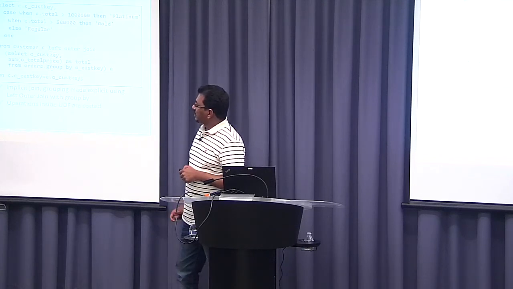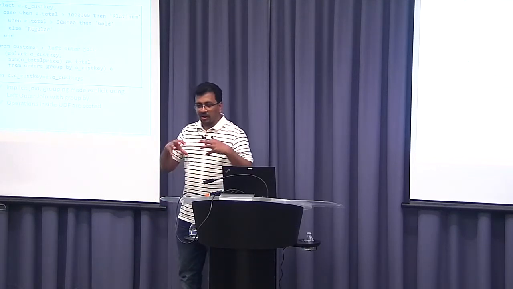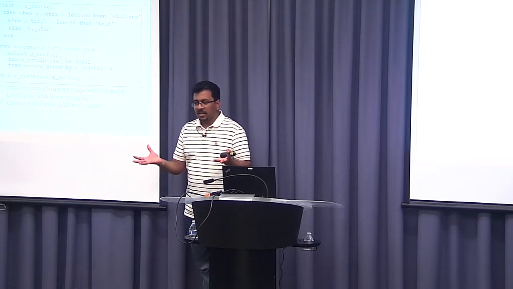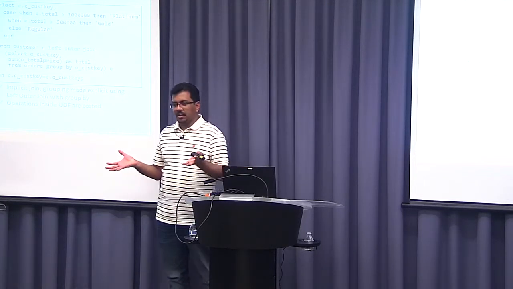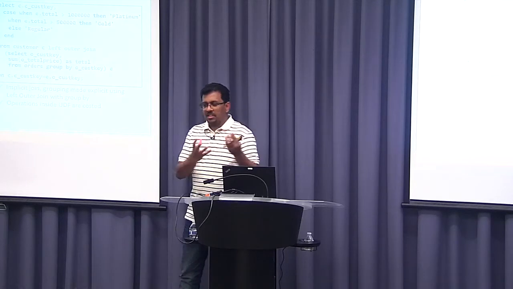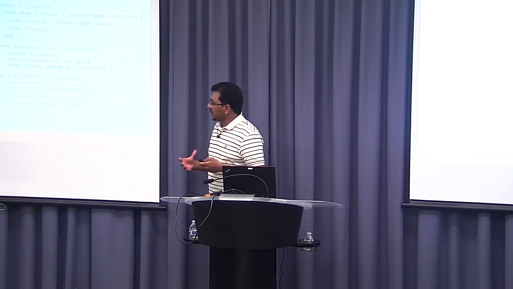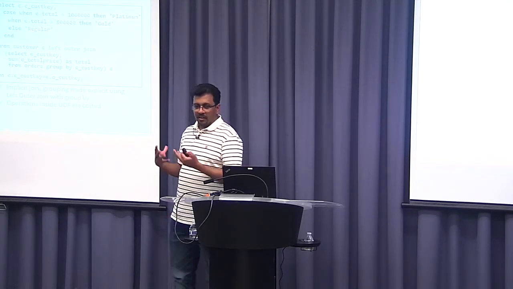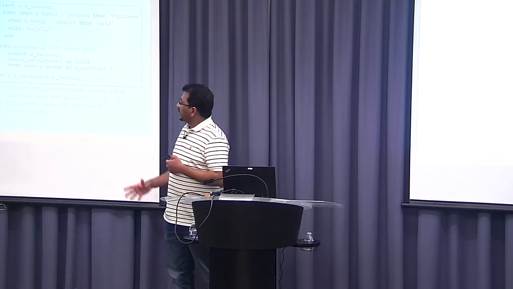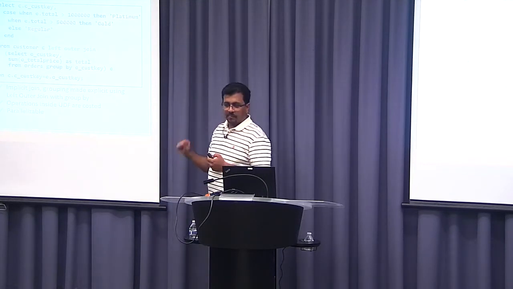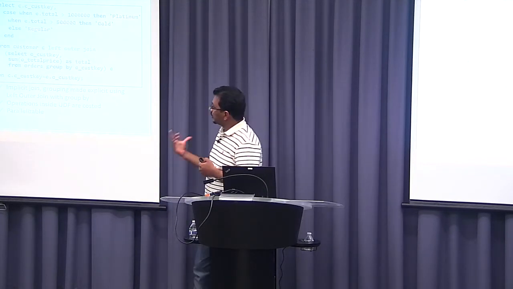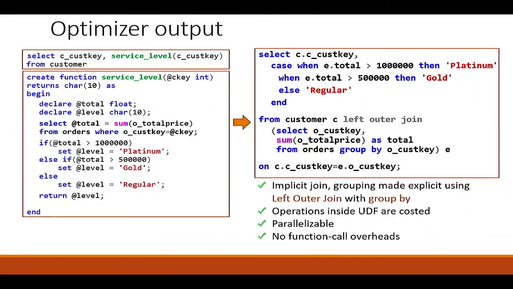And now that there is no UDF, and all the operations in the UDF are open inside the main query itself, the optimizer can cost each of those operations and plan accordingly. And this plan is now parallelizable. There is nothing stopping us from parallelizing it, and there are no function call overheads like there were in the function case.